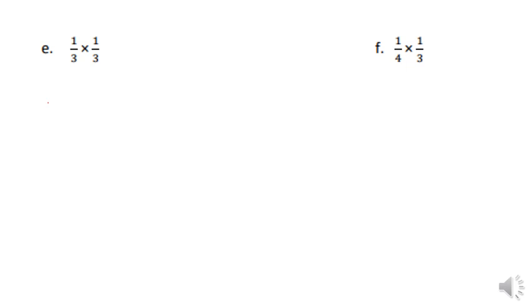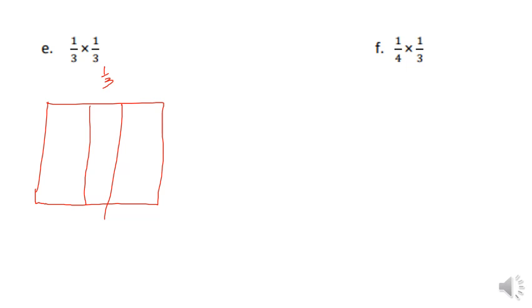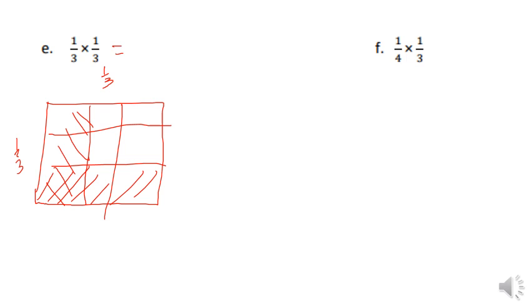Okay, 1/3 times 1/3. Drawing a drawing, doing it thirds. And this way, thirds. And we can see that would equal, we have a total of 9 and 1 that's in common, so it'll be 1/9. And we can see 1 times 1 is 1, 3 times 3 is 9.